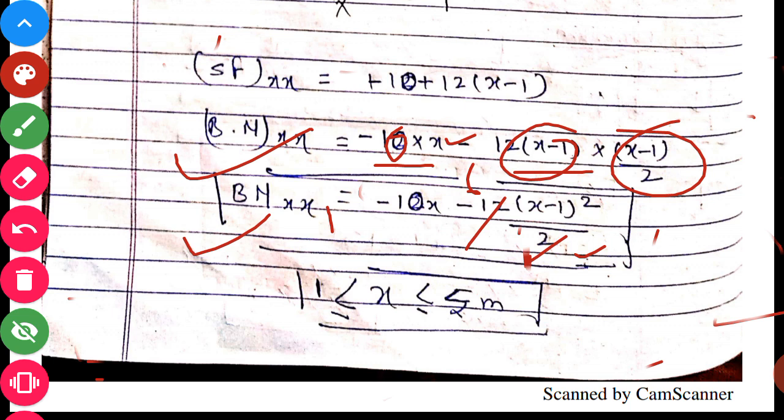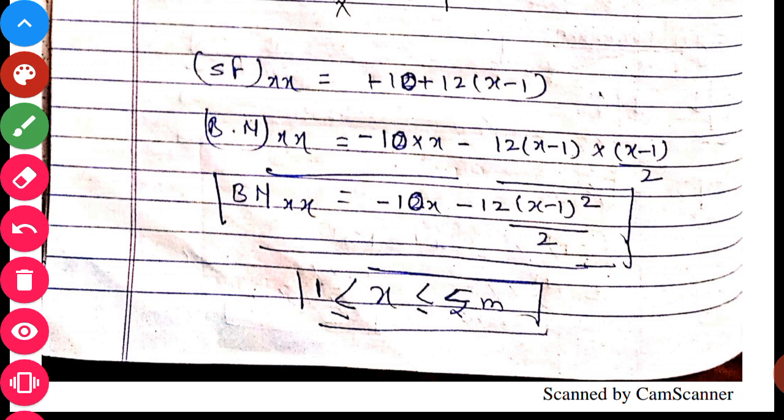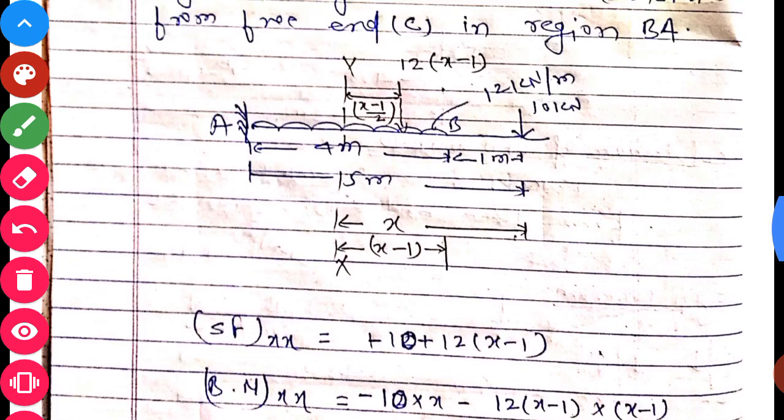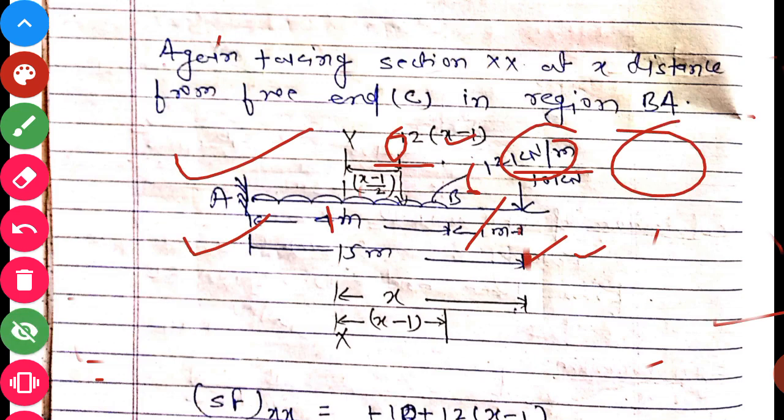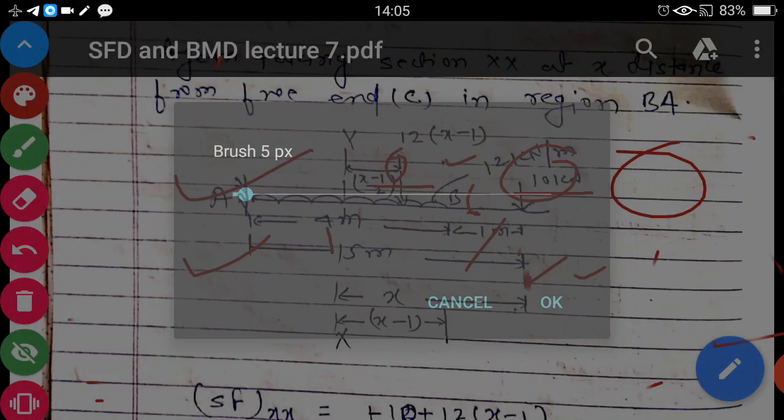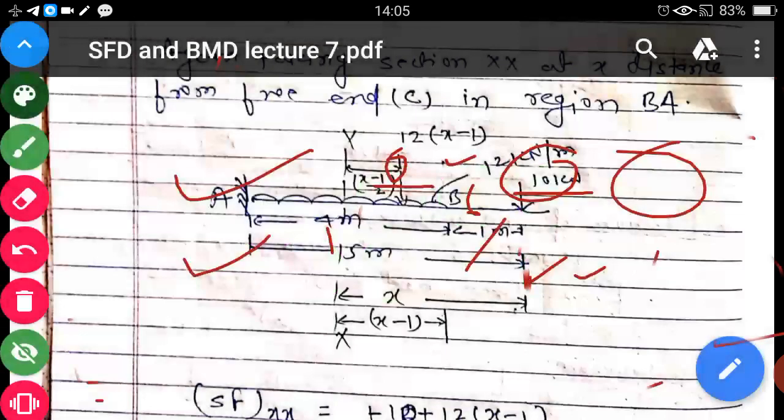Okay, and where it lies, it is very important to understand where it lies, because it is very important to define the regions. And the region is x less than or equal to 5 and greater than or equal to 1. Okay, so you can see here that x varies, because it is region BA, from x greater than or equal to 1 and less than or equal to 5. That is the region BA.